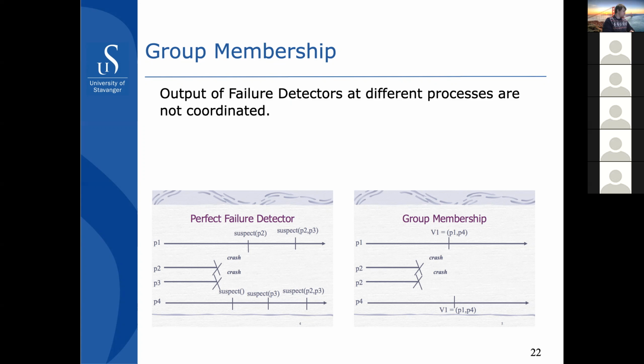Okay. Anyway, let's get started on this group membership. As I mentioned last time, and you also saw from that tree, when you implemented the failure detector, at any point in time, processes might have different views on which processes are correct and faulty, just as shown here in the sequence flow.